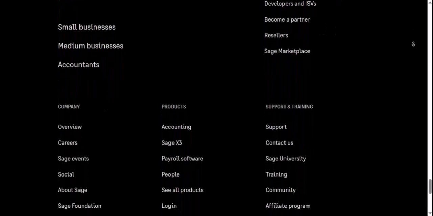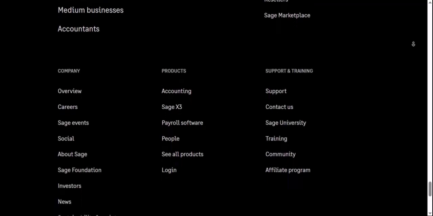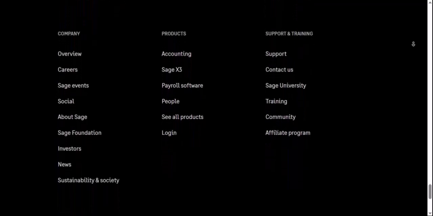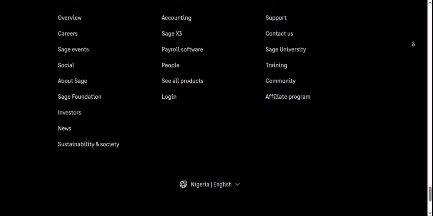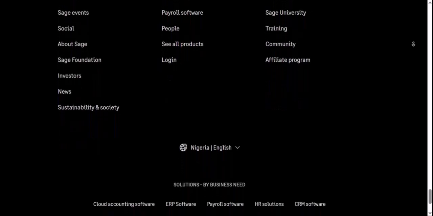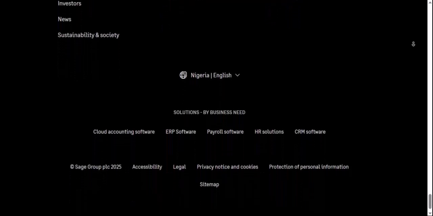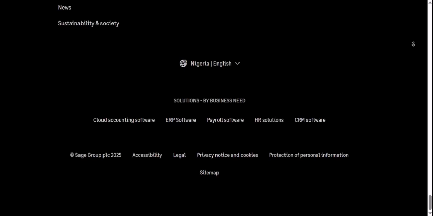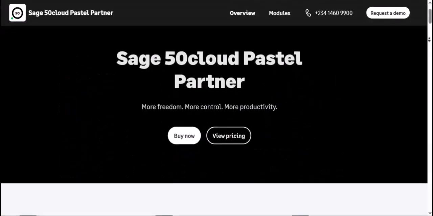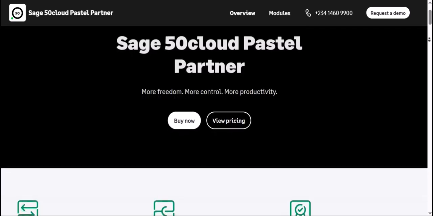Sage X3. Who it's for? Large enterprises and multinational corporations with highly complex business processes, extensive supply chains, and demanding manufacturing or distribution needs. What it does. Sage X3 is a comprehensive ERP solution that integrates all core business functions, finance, manufacturing, distribution, supply chain, and more into a single system. It offers deep customization and scalability. Deployment. Available as both on-premise and cloud-hosted.